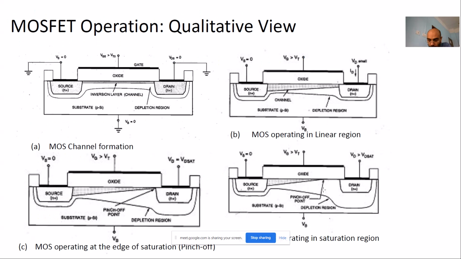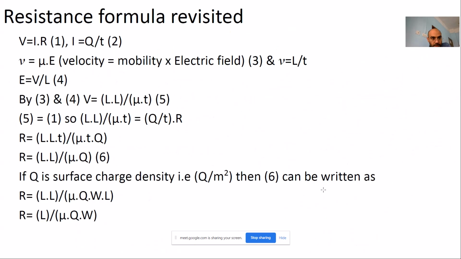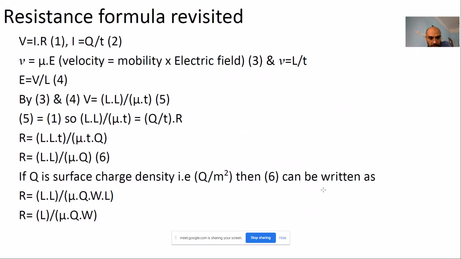Let me first try to explain this here in the diagram. I'll explain it in the next diagram. But before moving on to the explanation, to determine the drain current equation, we have to first understand how to find the resistance for this channel. This we will require while deriving the drain current equation.